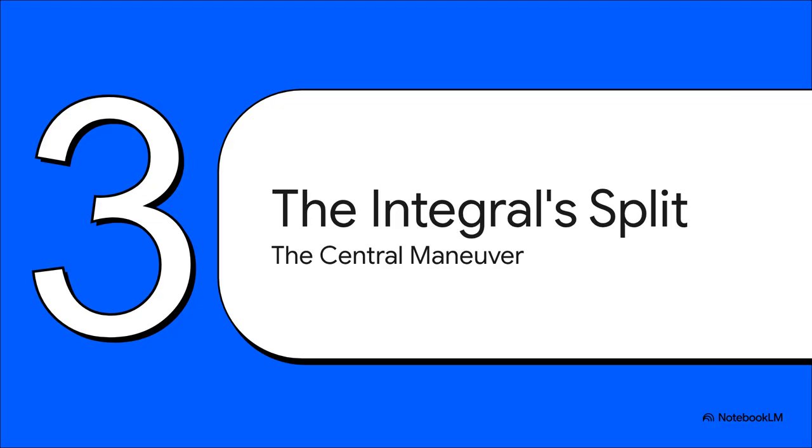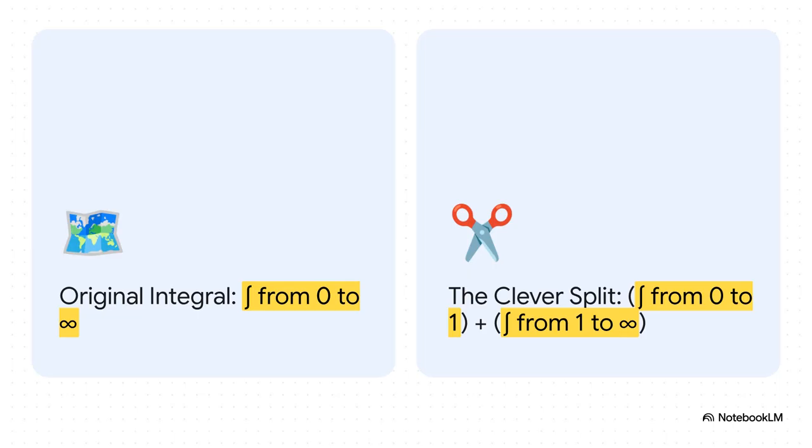Okay, now for the master stroke. This is the move that makes the whole proof work. We've got this integral that runs all the way from 0 to infinity. And the trick is to do a little mathematical surgery. We literally just split the journey in two. We break the integral at the number 1. So now we have a piece from 0 to 1 and a piece from 1 to infinity.